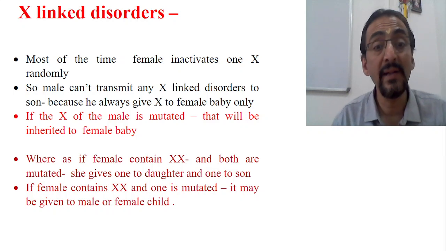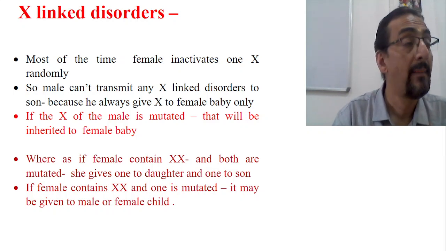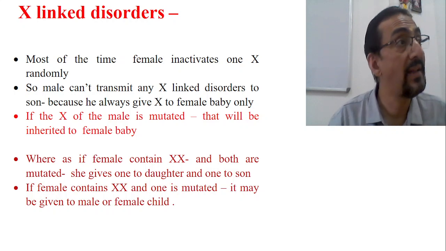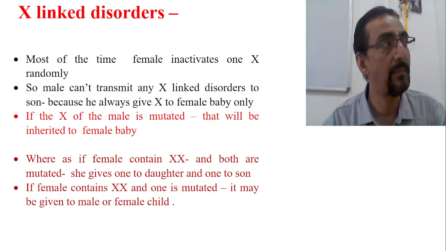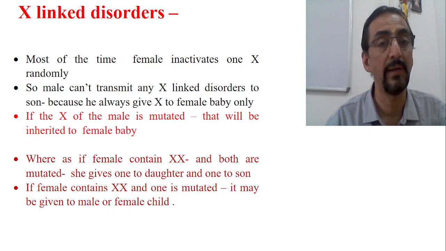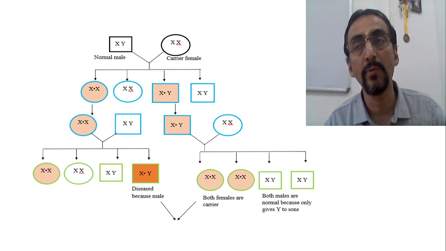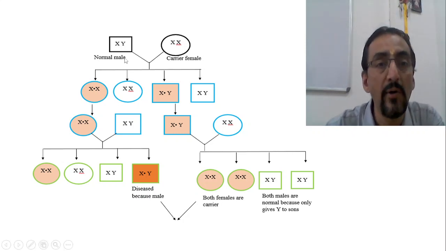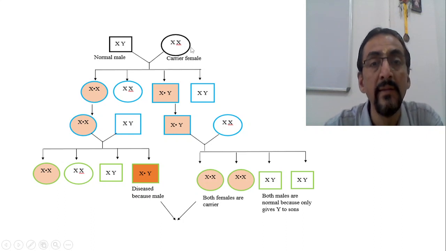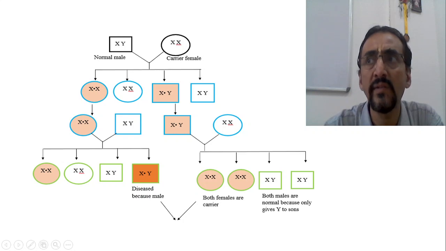If the female contains XX and one of the X is mutated, then it may be given to either a male or a female. Now this is the possibility. We are talking about the X-linked recessive pattern. Okay, this is a normal male here. This is a carrier female. The rules are the same: 50% males and 50% females.